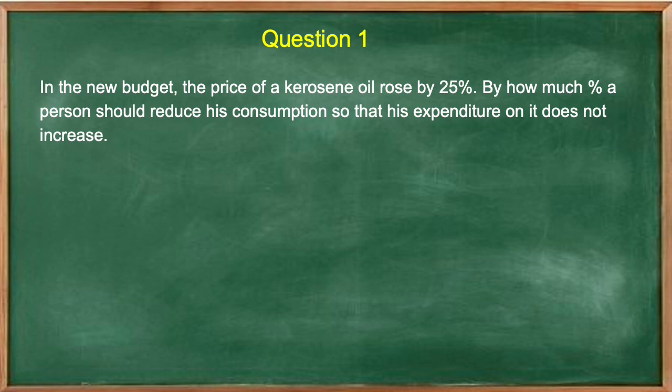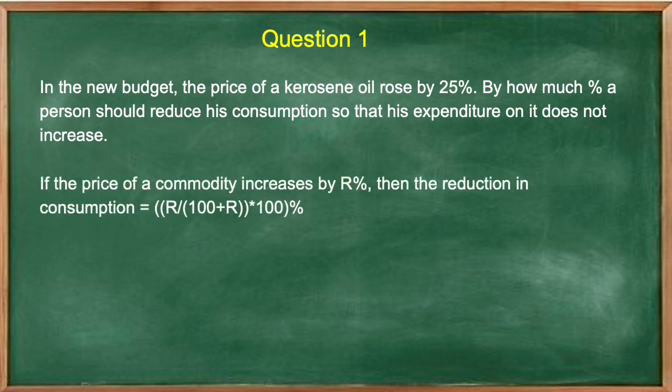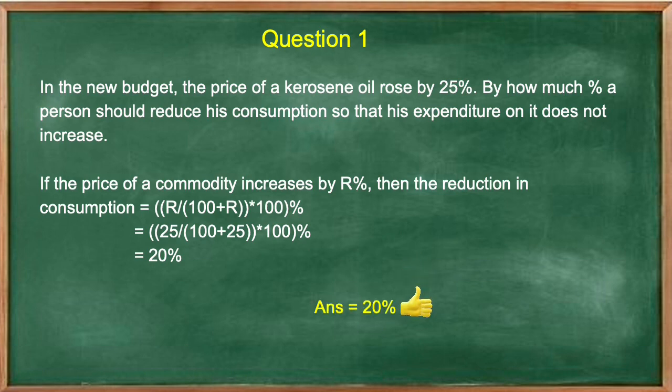We have a direct formula for this. If the price of a commodity increases by R%, then the reduction in consumption is equal to R divided by 100 plus R into 100%. Here R means rate, which is 25%. So we just have to substitute the value of R and get the answer, which is 25 divided by 100 plus 25 into 100%, which is equal to 20%. So our answer is 20%.